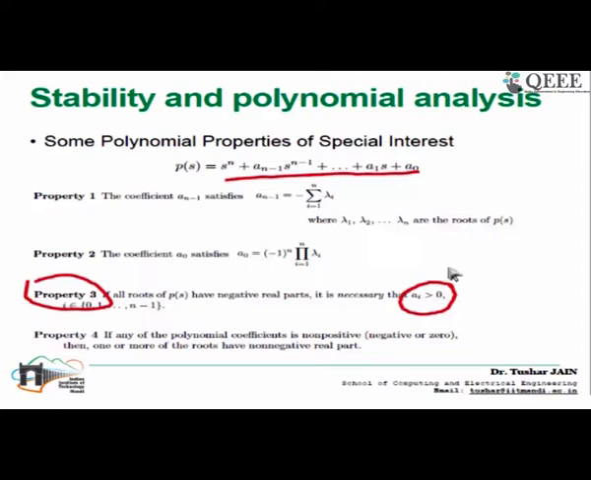Now property 4 reads: if any of the polynomial coefficients is non-positive, either negative or 0, meaning these coefficients could either be negative or 0, then one or more of the roots have non-negative real parts. Saying that the roots have non-negative real parts, it might be a marginally stable system or it could be an unstable system. So you can say straightforwardly, if there are negative or non-positive coefficients, then that system is not stable. Then we need to see whether it's a marginally stable system or an unstable system.